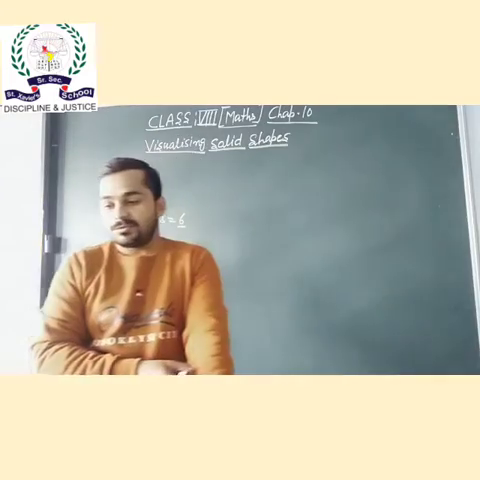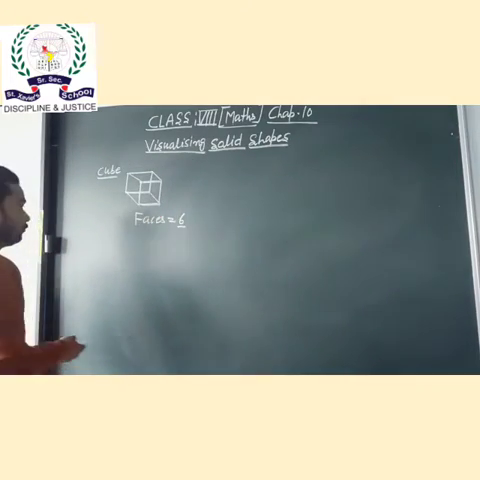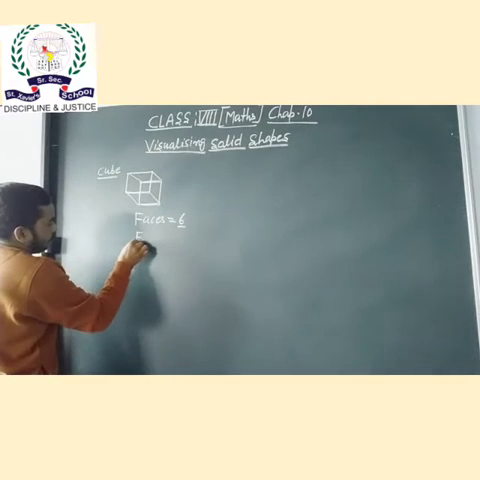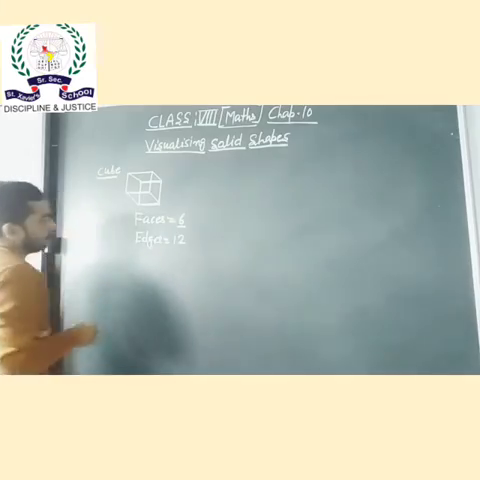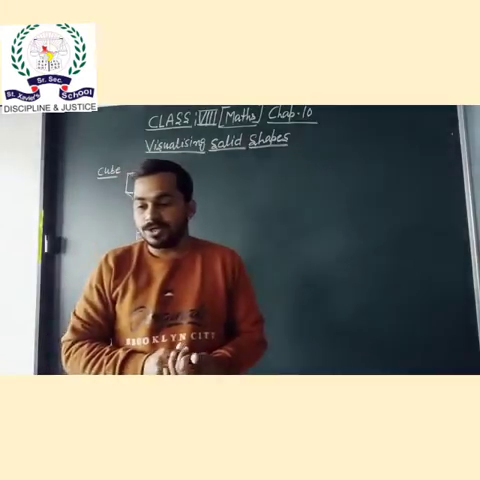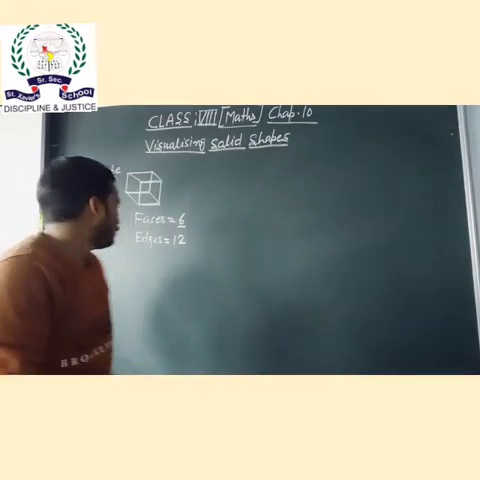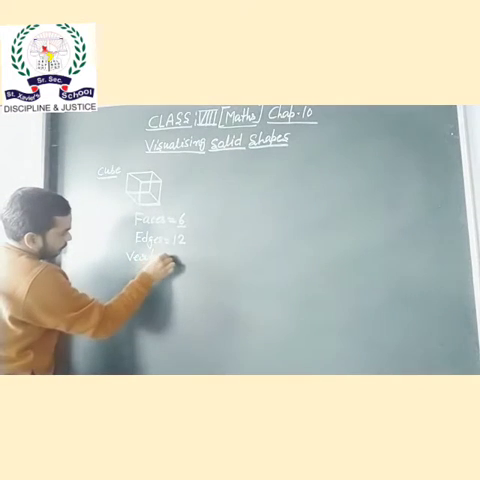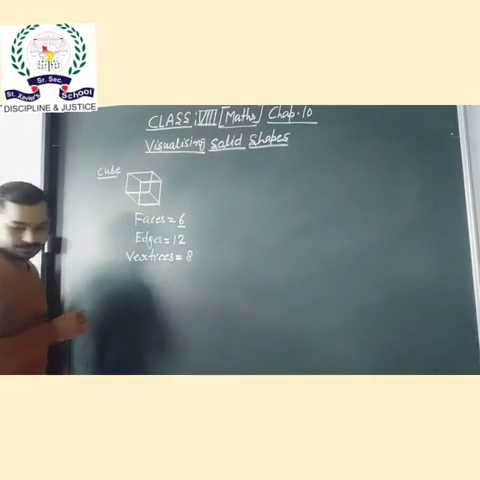The two faces of a solid meet in a line segment called its edge. When two faces meet, the number of edges in the cube and cuboid is 12. And the edges meet at a point called a vertex. The number of vertices in the cube is 8.